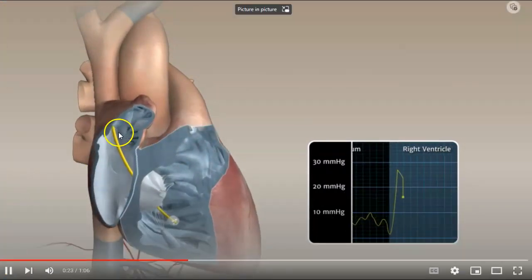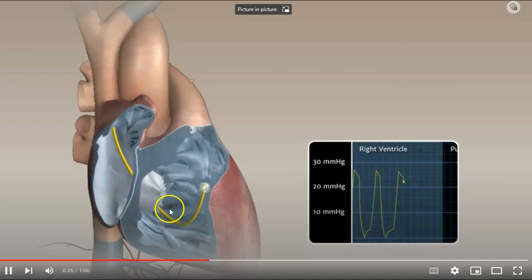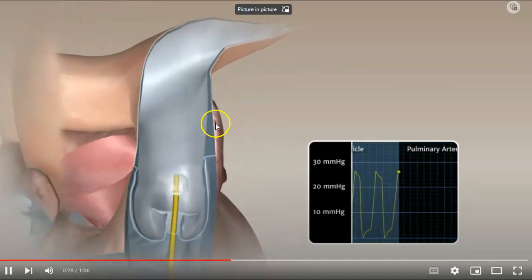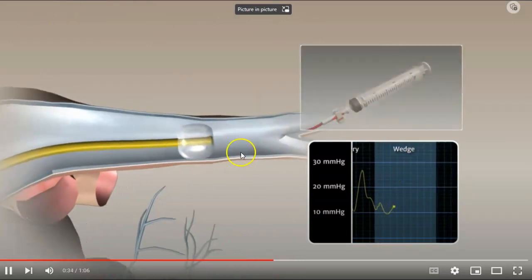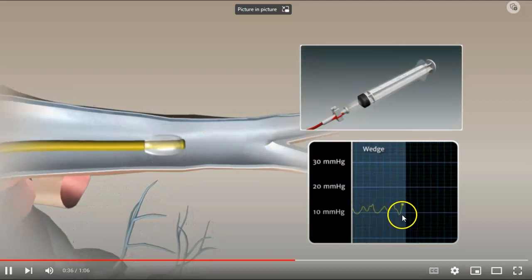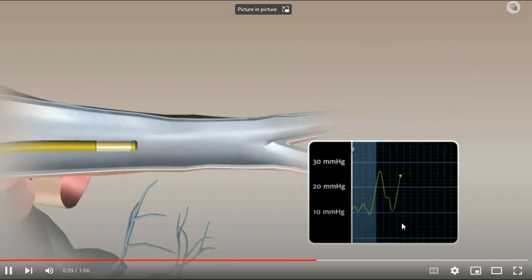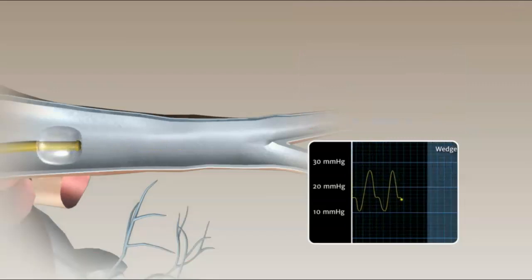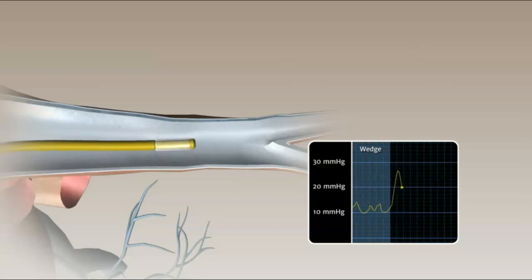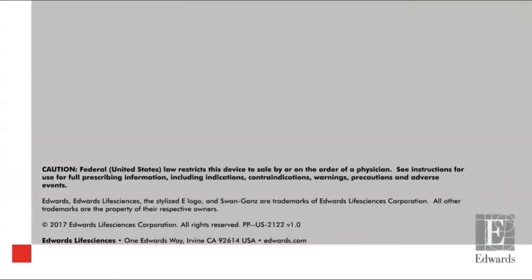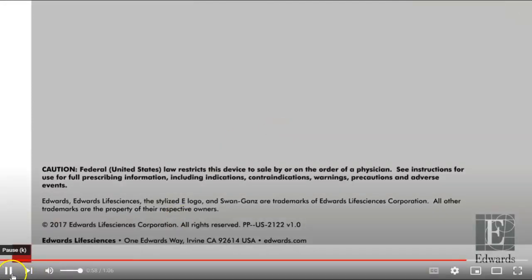So it's just demonstrating this going through the right atrium, into the right ventricle, and all the way up into the pulmonary arteries, where it is measuring that pulmonary arterial pressure. And then when we insert the balloon, we are going to be able to measure that wedge pressure. If you think about it, I'm inserting that balloon in there, inflating that balloon, and putting pressure on the capillary beds around that artery. That's going to cause some complications for that surrounding tissue.